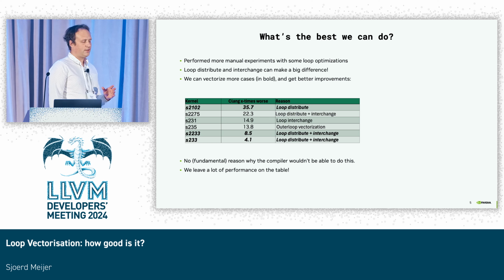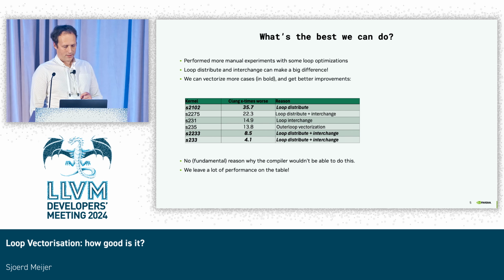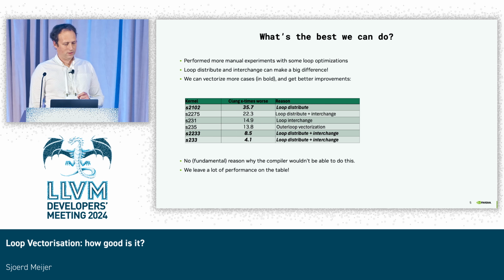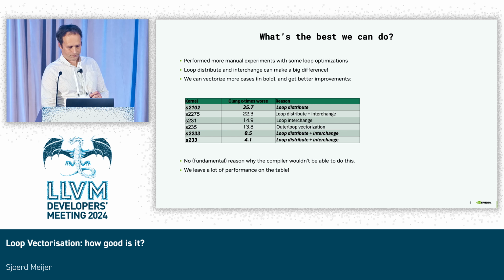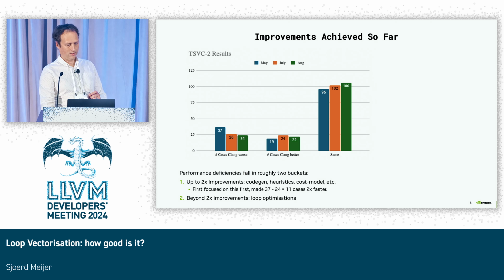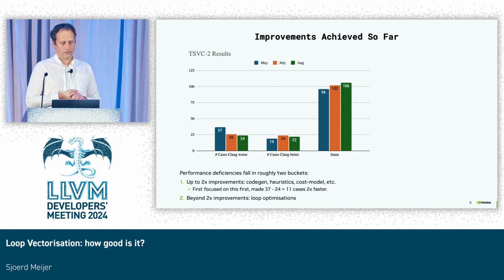They were manual exercises, but there's really no reason why this could not be done by the compiler with the transformations. So this is basically saying that we leave a lot of performance on the table. And really a lot. We already did some work. So this is kind of our work that we did during the summer.